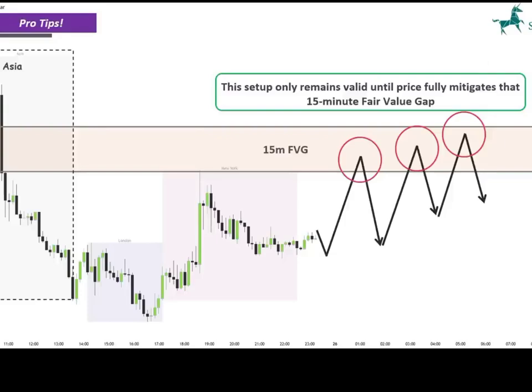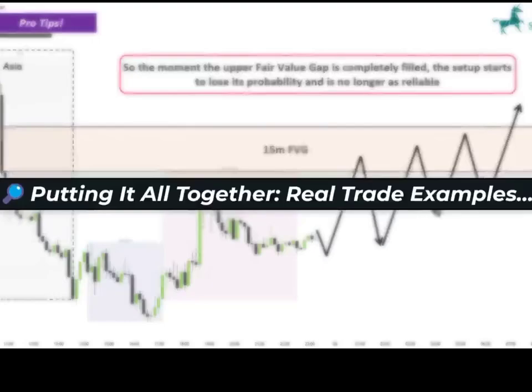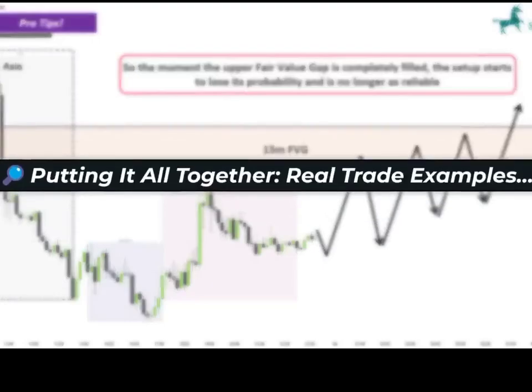This setup only remains valid until price fully mitigates that 15-minute fair value gap. So the moment the upper fair value gap is completely filled, the setup starts to lose its probability and is no longer as reliable. Let's put everything together and move into some real chart examples to see exactly how to apply this trading model step by step.